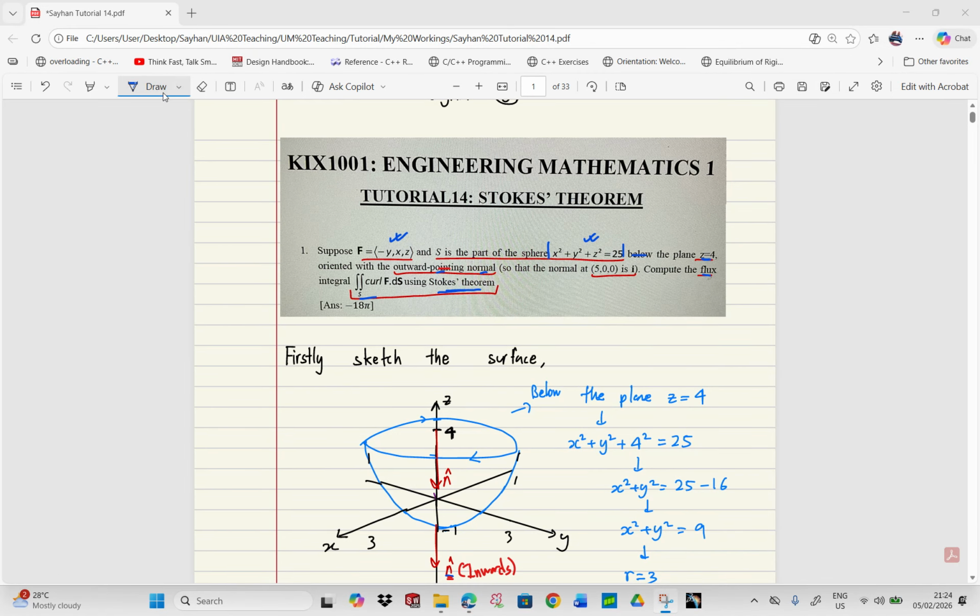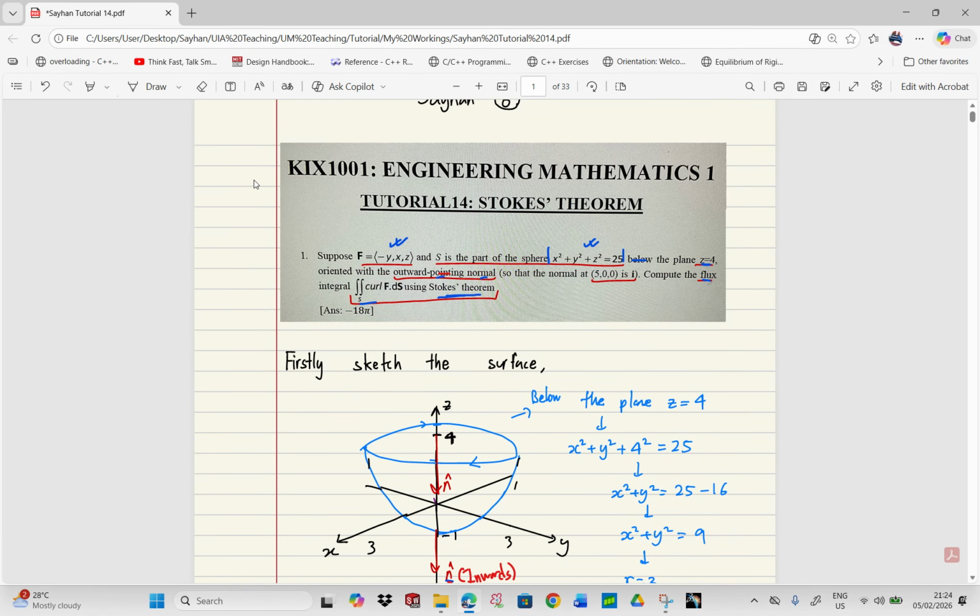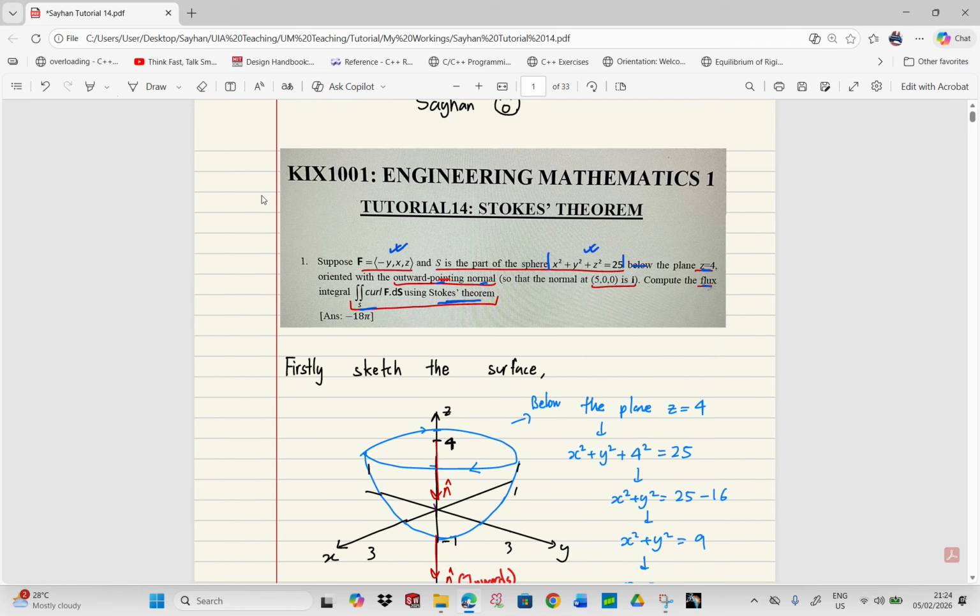So welcome back to a pre-recorded class for tutorial 14, Stokes Theorem, our last tutorial for engineering maths 1, or for the semester. So there are 9 questions and we're gonna go through each of the questions very briefly. Alright, so let's start with question 1.